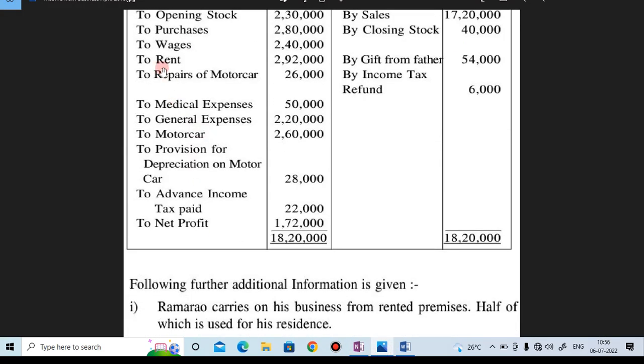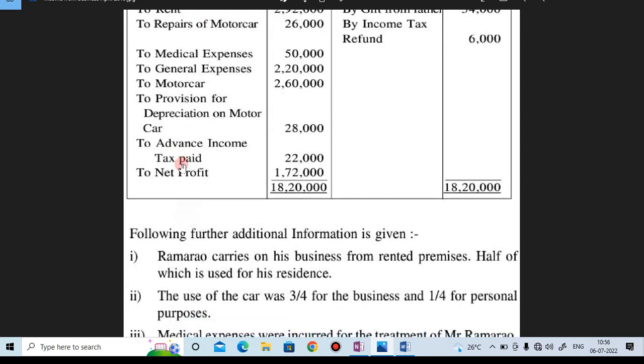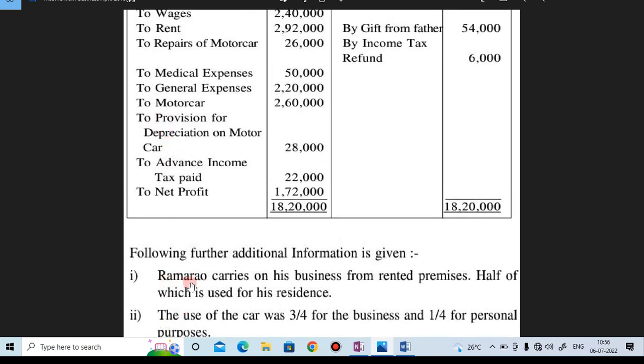Now after wages, rent. Rent is how much? 2,92,000. Now on rent, what is the adjustment? Rent adjustment number 1. Ram Rao carries on his business from rental premises. On these rented premises, half was used for his own residence and half is used for business. So total rent is 2,92,000, of which half is used for business and half is used for residence.